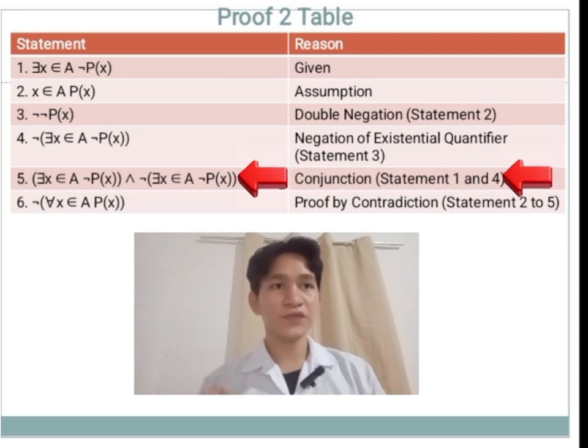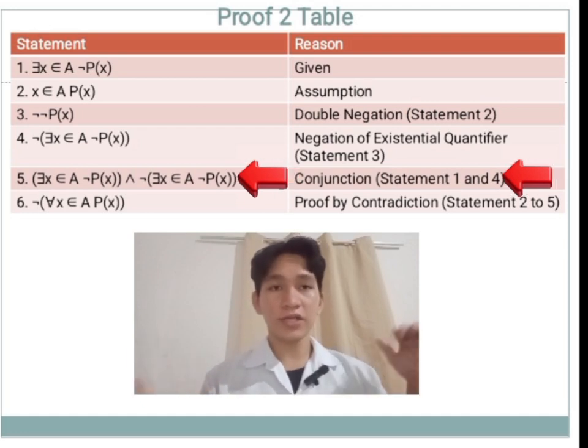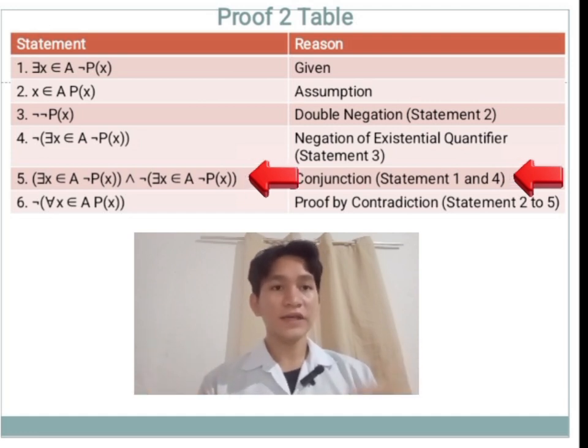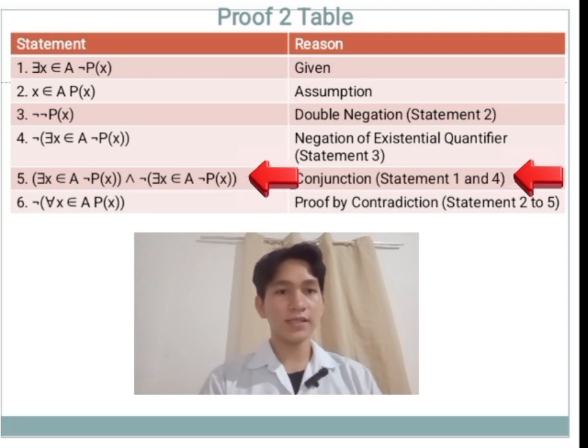Statement number 5 states that there exists x in A such that not P of x, and the negation of for all x in A, P of x. So the reason is the conjunction from statement number 1 and statement number 4. So here we combine our given essential statement with the negation of the universal claim. So this verifies that the existence of a single violating element disproves the universal statement.